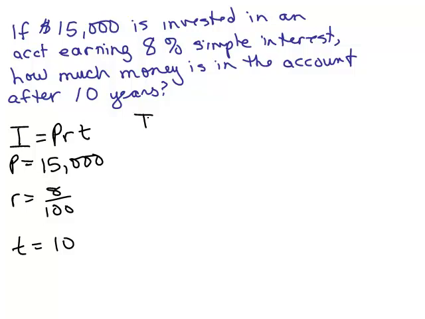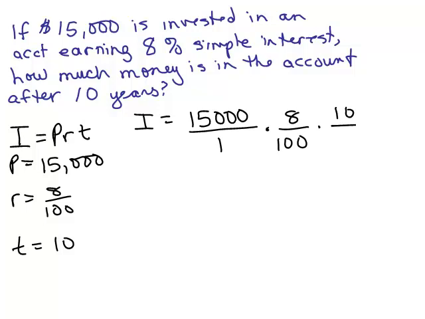So the interest I earn in this account will be 15,000 times the rate, 8/100ths, times 10 years. Now, you could do all this in your calculator. I tend to not do it in the calculator because I'm faster doing it this way. So if you put 0.08 and you plug all this in, you're going to get the same answer I do.